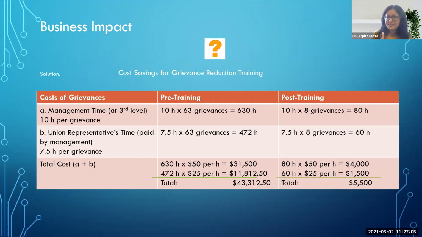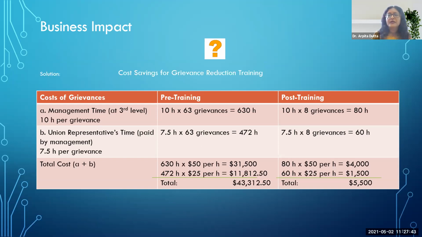Total cost is 630 hours into the, they used to charge some amount, right? Yes, management 50 per hour and consultant 25 per hour. So now you add 630 into 50, which is 31,500 pre. And again 472 into 25, which is 812 pre. You add them up. So what is the total cost? 43,312.